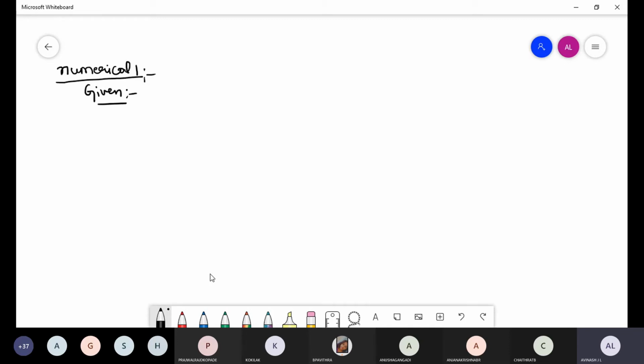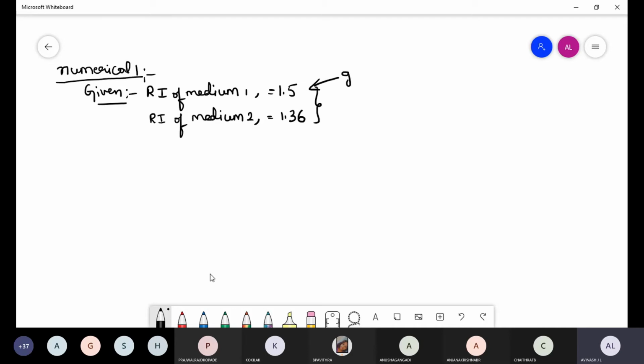So what they have given, the refractive index of medium 1 is 1.5. Similarly, the refractive index of medium 2 is 1.36. So among these two mediums, which is greater? 1.5 is greater value.